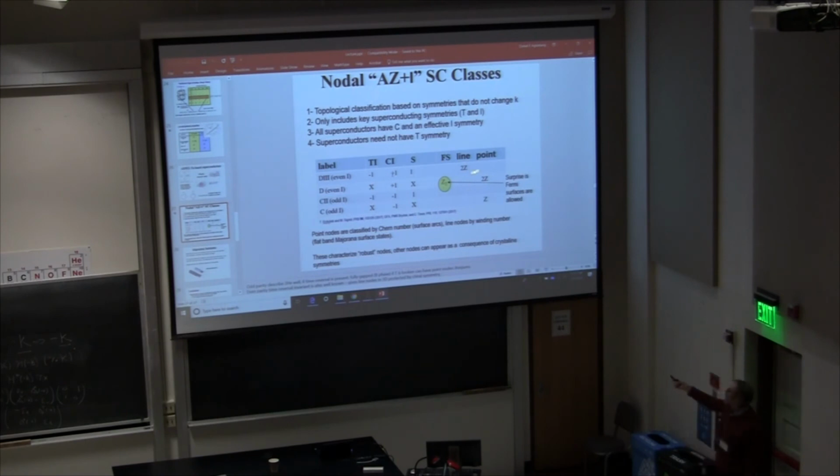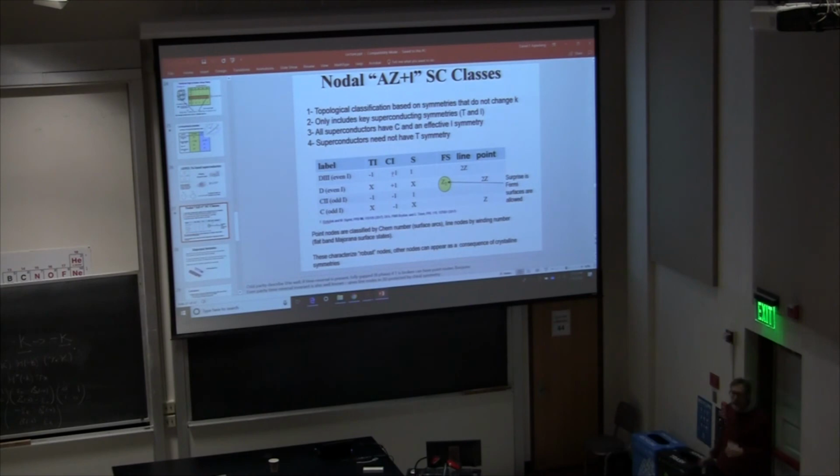And so that would classify that. And with topology, you get more information. You get an index. You find that these nodes are protected by some kind of topological index. And here we get an integer times 2. So any even integer protects these nodes. And there's a consequence to this index.